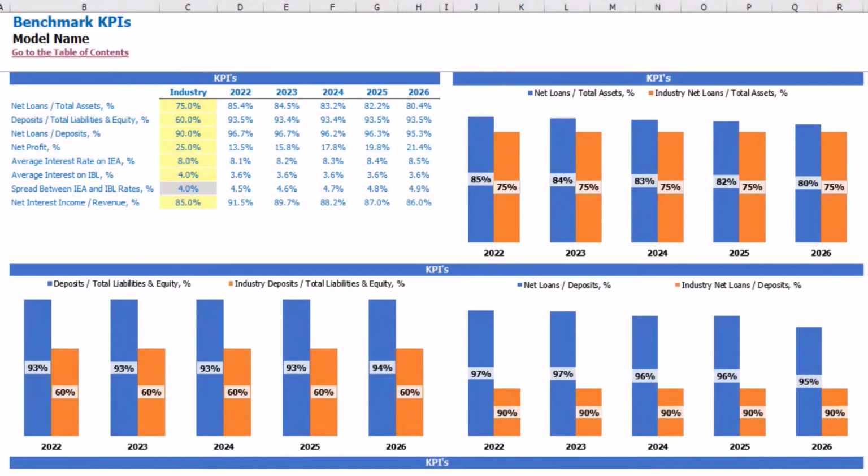On the KPIs tab, you may input the industry benchmark value and compare it to the values calculated by the model for the next KPIs. Net loans to total assets share, deposits to total liabilities and equity share, loans to deposits or net loans to deposits, net profit percentage, average interest rate on interest earning liabilities, average interest on interest bearing liabilities and spread between them, and finally the net interest income to the revenue share.